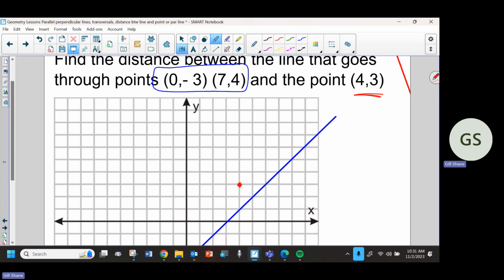How did you get the red? That's the 4, 3, right? Yeah, that was the point I gave you in the problem. The line is considered a straight segment. Correct. That's why I put it in blue, to show you how I got the line. And do you want us to put the blue line on the graph?